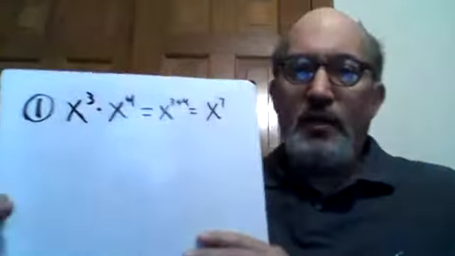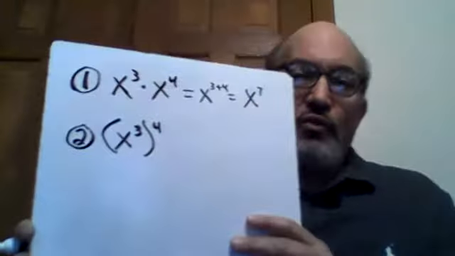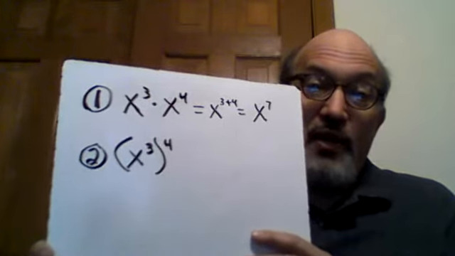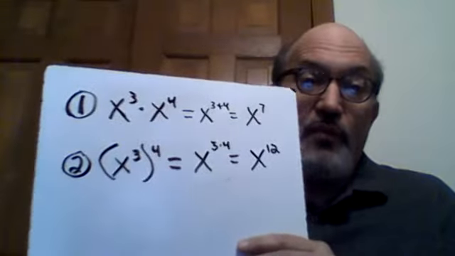Now, as far as rule number 2 is concerned, let me make up an example that looks similar to number 1, but is completely different. Let's take x to the third power and raise that number to the fourth power. And this is rule number 2. Rule number 2 tells us that in this situation, we multiply the exponents. So I'll write the result here. X to the 3 times 4, which is x to the 12th. And notice it's a different result.